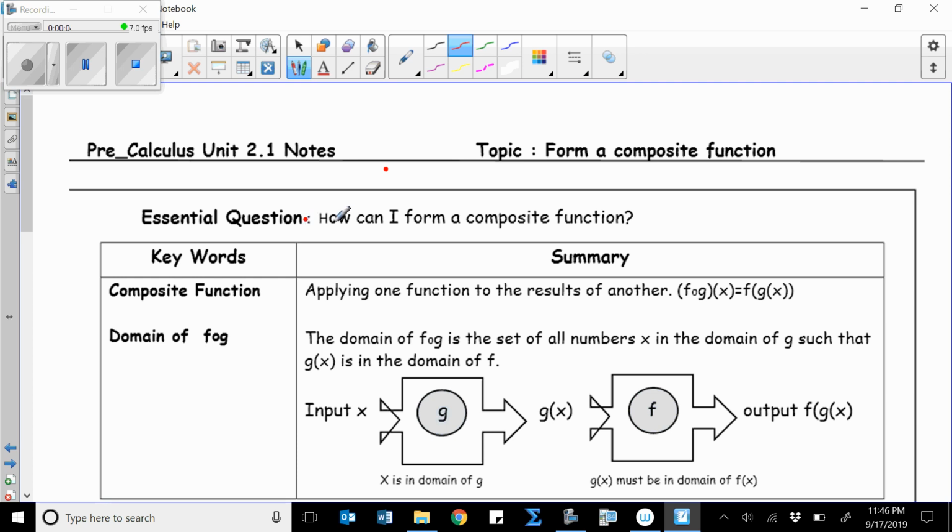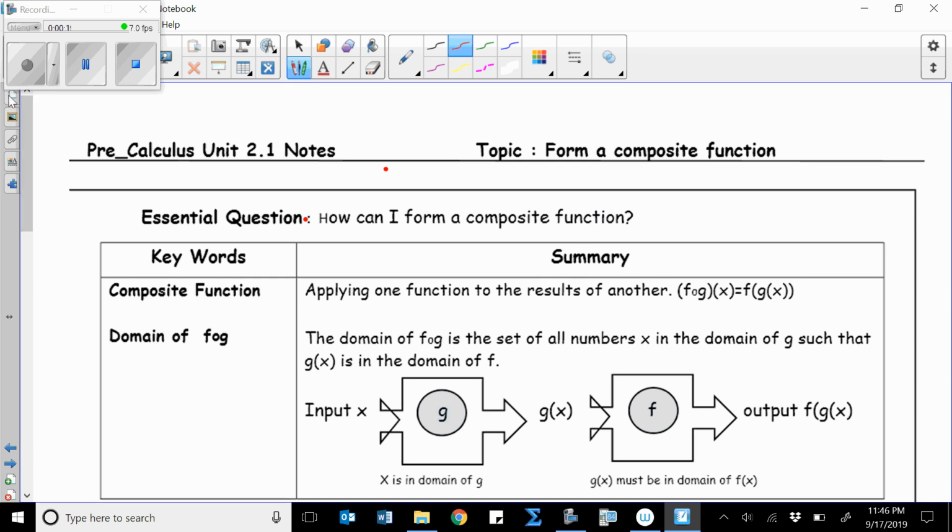Hi everyone, today we're going to learn how to form a composite function. First of all, let's see what is a composite function. When we apply one function to the result of another function, this is called composing two functions.